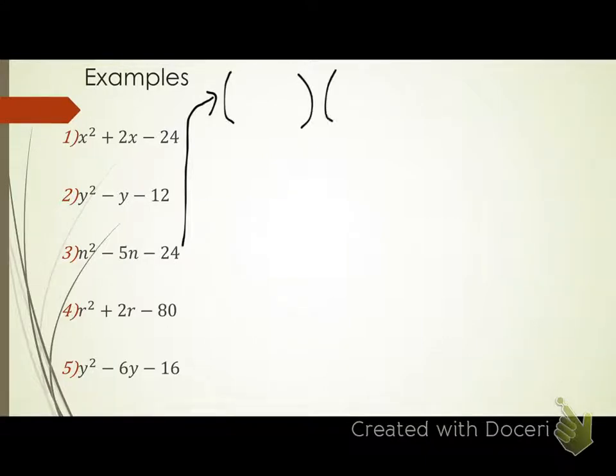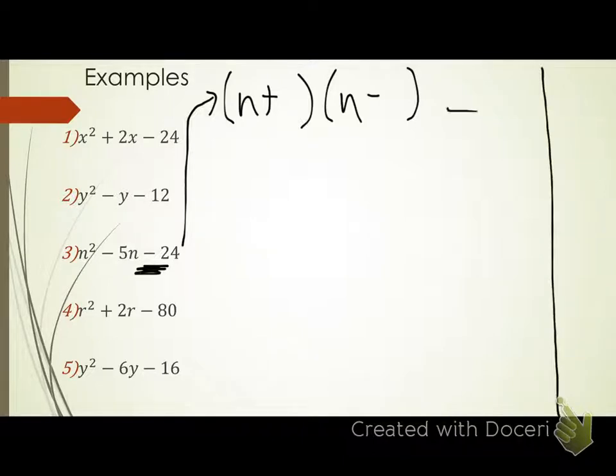What's our variable? N. What are my two signs? Yep, we got that minus sign there. It tells me they're opposite. What goes in my first slot? Negative 24. And my second slot? Negative 5. Don't forget that negative with it.